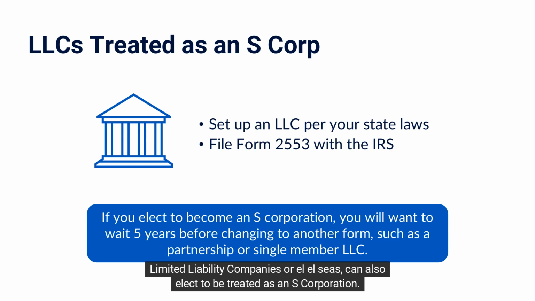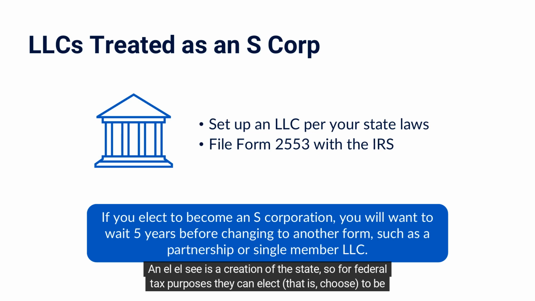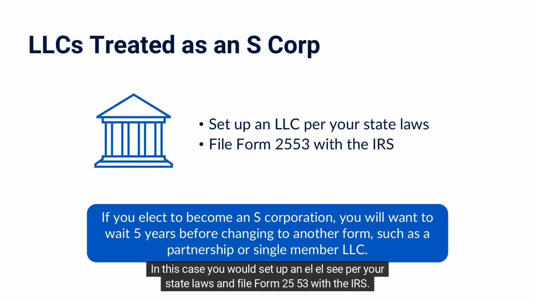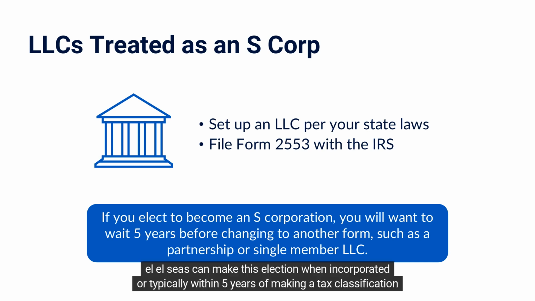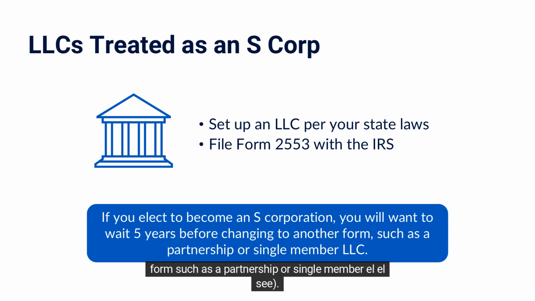Limited liability companies, or LLCs, can also elect to be treated as an S corporation. An LLC is a creation of the state, so for federal tax purposes they can elect, that is, choose, to be treated as an S corporation. In this case, you would set up an LLC per your state laws and file Form 2553 with the IRS. This designates you as an S corporation for tax purposes. LLCs can make this election when incorporated or typically within 5 years of making a tax classification change. So if you elect to become an S corporation, you will want to wait 5 years before changing to another form, such as a partnership or single-member LLC.